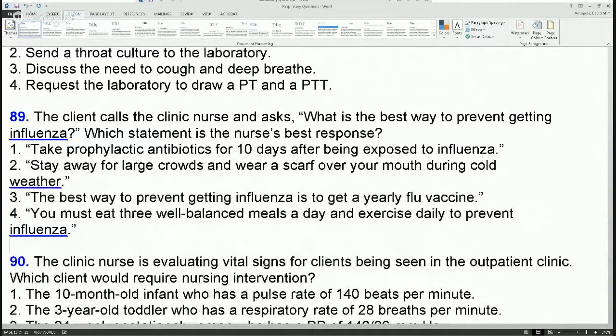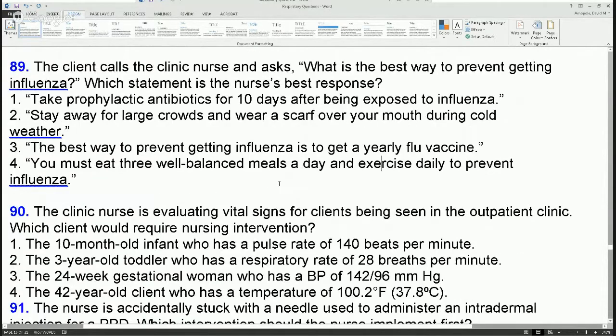All right, Jeff. Client calls the clinic nurse and asks, what's the best way to prevent getting influenza? Which statement is the best response? Number 3. Pick number 3, my lord. Yep. Get your yearly vaccine.